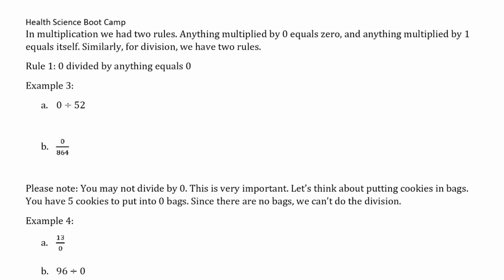0 divided by 52. So I've got 0 cookies and I've got 52 bags. So there's 52 bags here. How many cookies go in each bag? None, because I have no cookies to divide up. Example 3b, 0 divided by 864. I have 0 cookies and 864 bags. Each bag has 0 cookies in it.